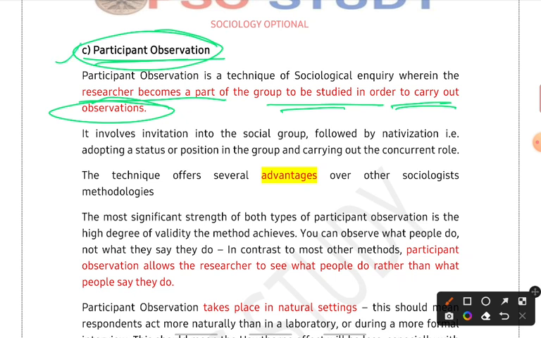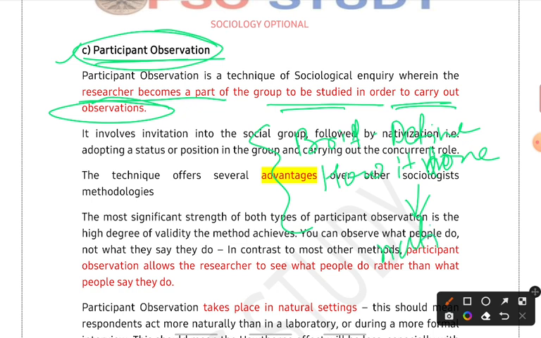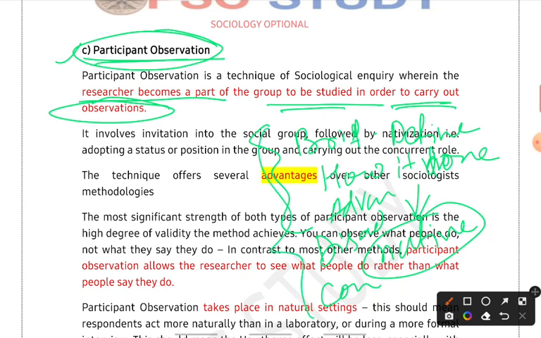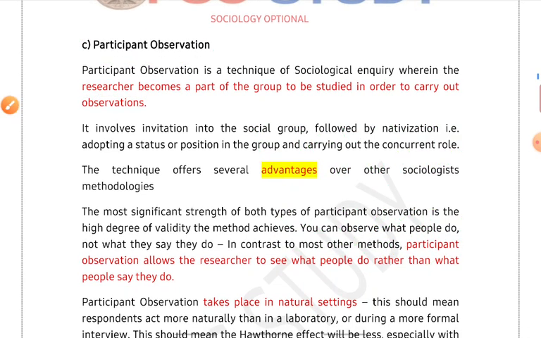So what will be your structure? You will write a brief, or you will define it, right? After that, how it is done, you can write it. How is it done? It is done by getting involved, like becoming a native member of that particular institution, right? And then the advantages, disadvantages, and then you will conclude it. So this is the brief structure of this question.